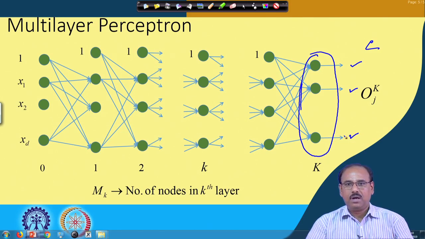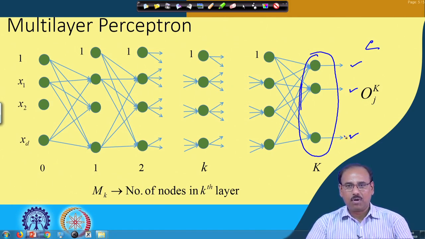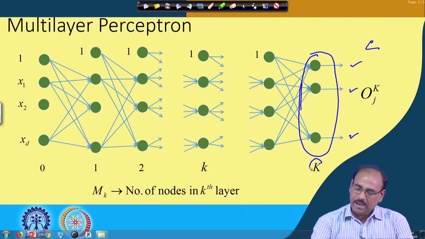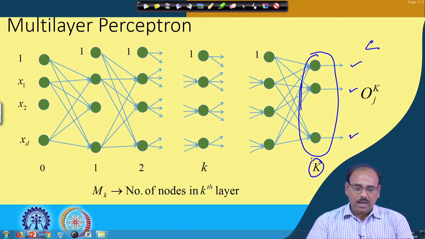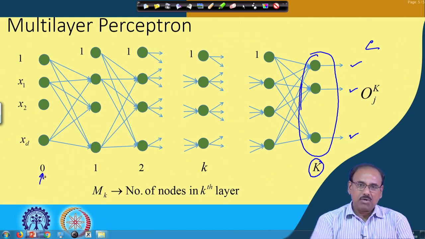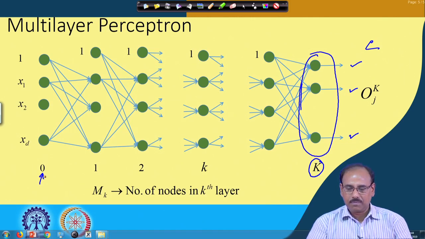And if a feature vector belongs to say class 5, then the output of the fifth neuron should be high and the output of all other neurons should be low. In this particular example, we are assuming that there are K number of layers, where capital K is the output layer. At the input layer, we are considering that this is the 0th layer, and we said in the previous class that the neurons in the 0th layer simply pass the input to their output. They do not perform any other function.